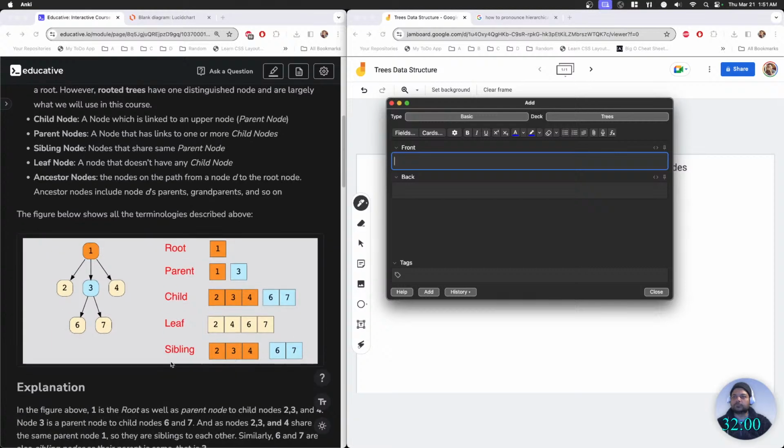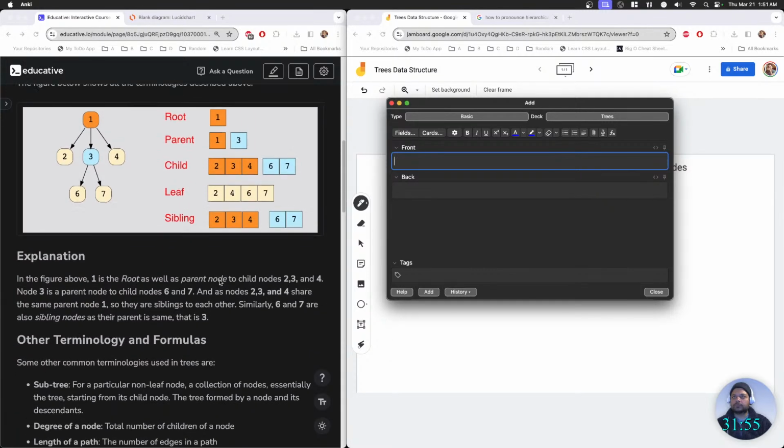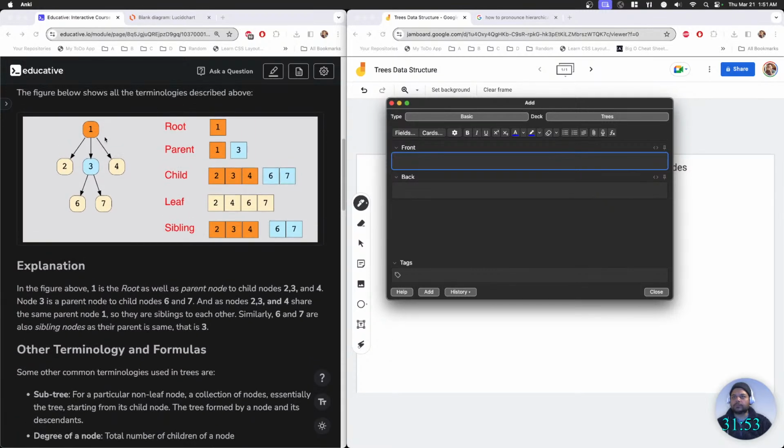Very good. Alright, let's examine this. One is the root node, as well as the parent node to children 2, 3, and 4. Node 3 is a parent to 6 and 7. As 2, 3, and 4 share the same parent node as 1, they're siblings. Similarly, 6 and 7 are also siblings.